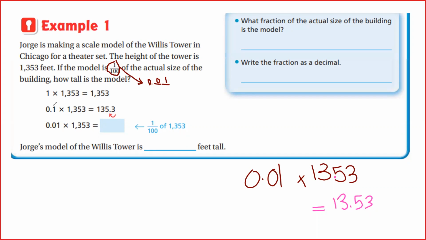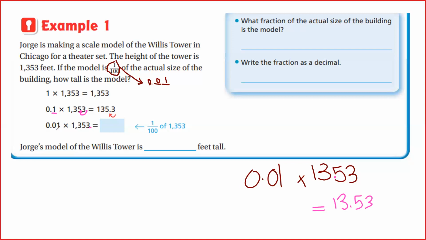So now here, 0.1 times 1353, I will see how many digits are after the decimal point. We have only 1. Is it right? So now I have a decimal point that is hidden here, and I'm going to move it only 1 digit. So the number will be 135.3.